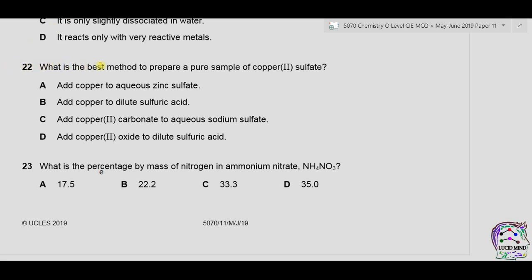Question 22. What is the best method used to prepare a pure sample of copper sulfate? In A, we have add copper to aqueous zinc sulfate. Now we know that copper is below zinc in the reactivity series. So therefore a displacement reaction will not occur as copper is unable to displace zinc.